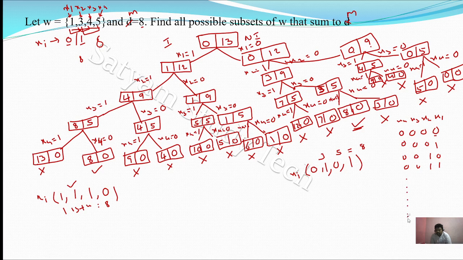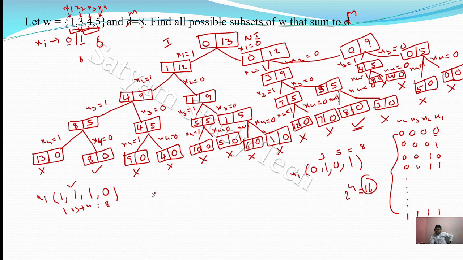Like you can expand this. Here it is all are included. So these are the possible solutions, that is 2 power 4. So you can see here the total is 16. So 16 leaf nodes are there out of 16.